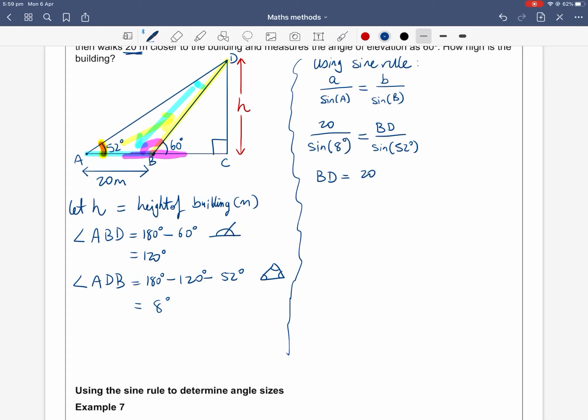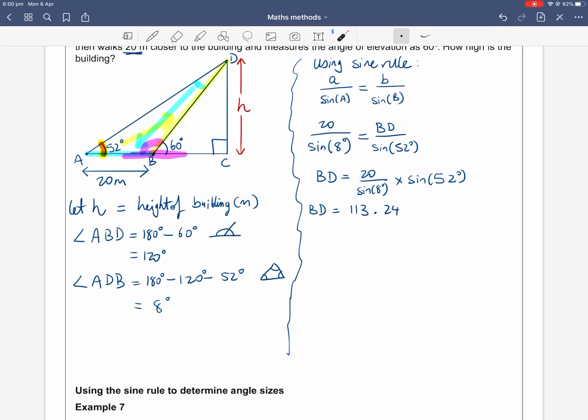So we can cross multiply, or we can just rearrange. So BD is 20 on sine of 8 degrees multiplied by sine of 52, because sine of 52 is on the bottom, and I want to do the opposite to get rid of it. So multiplying it, using a calculator, BD is approximately 113.24 meters. Now don't forget, make sure your calculator's on degrees, because right now our question's in degrees. Make sure it's not on radians, otherwise you'll get the wrong answer. So BD is 113.24 approximately.